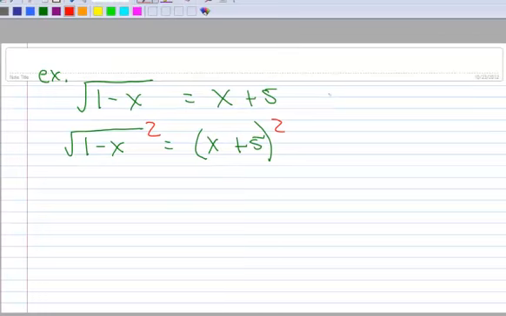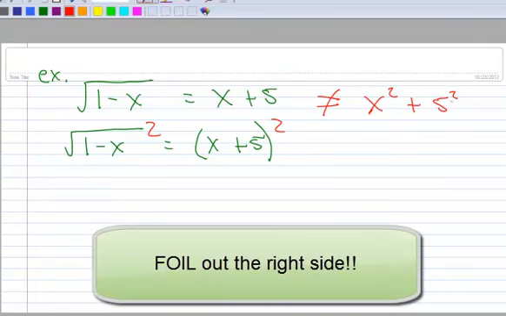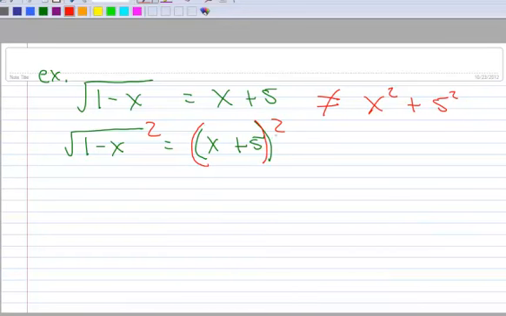So this is not x squared plus 5 squared. That's not how we square the right-hand side. We square the whole right-hand side, so this is a binomial squared. The left-hand side becomes 1 minus x. You can use the box method or you can FOIL that out. You already know how to do that. So that becomes x squared plus 10x plus 25.